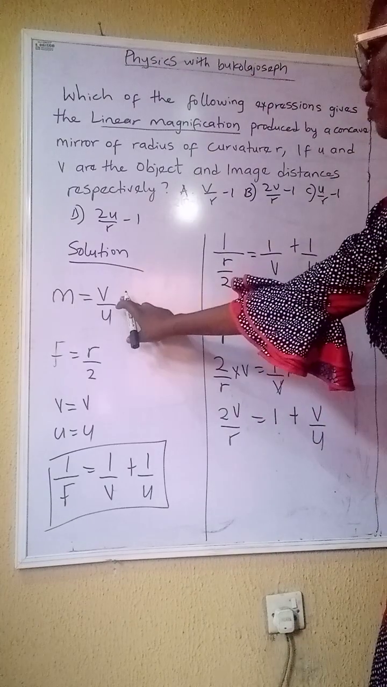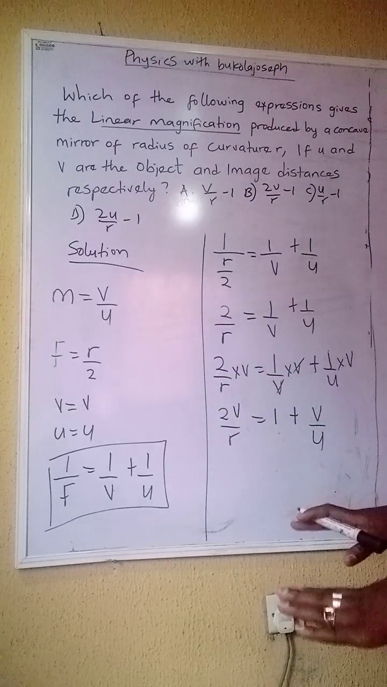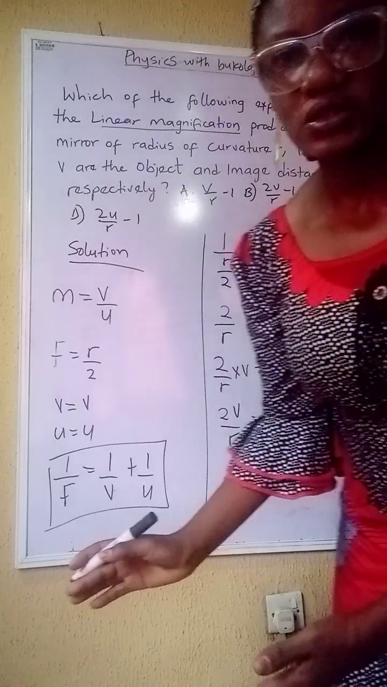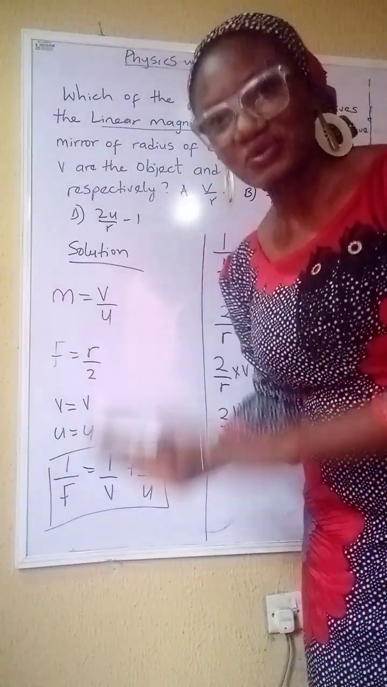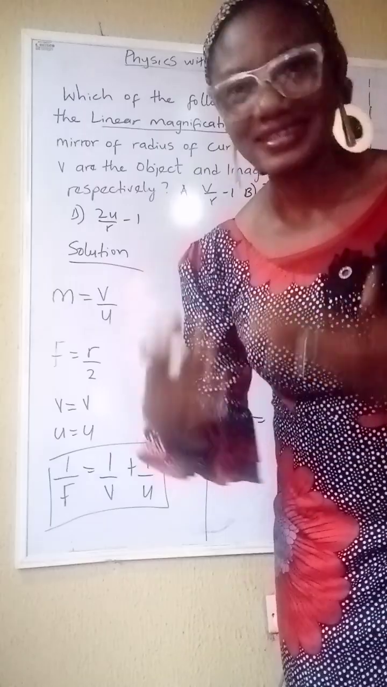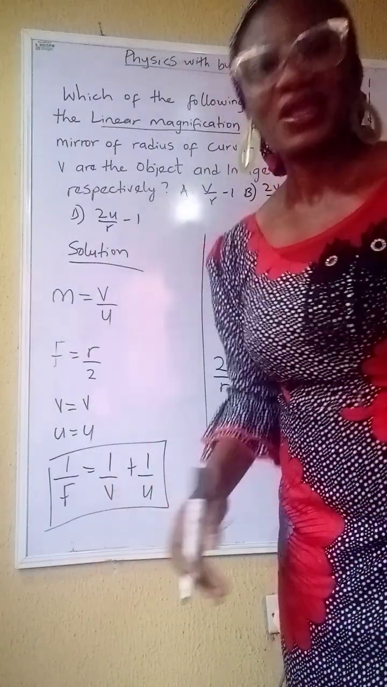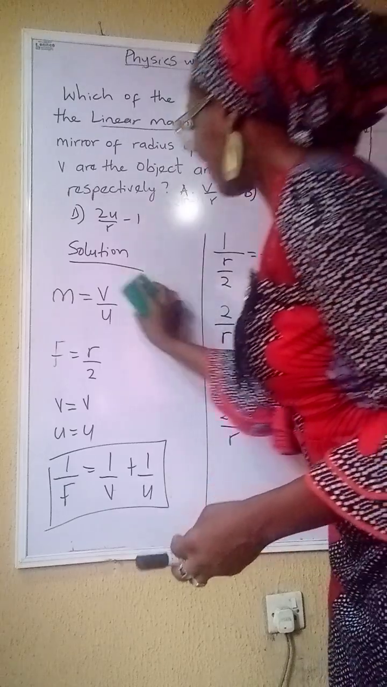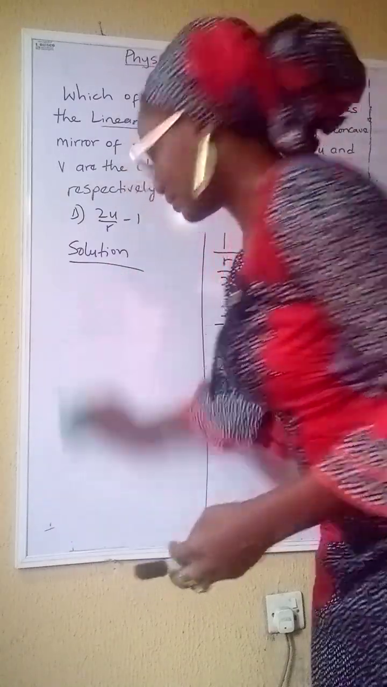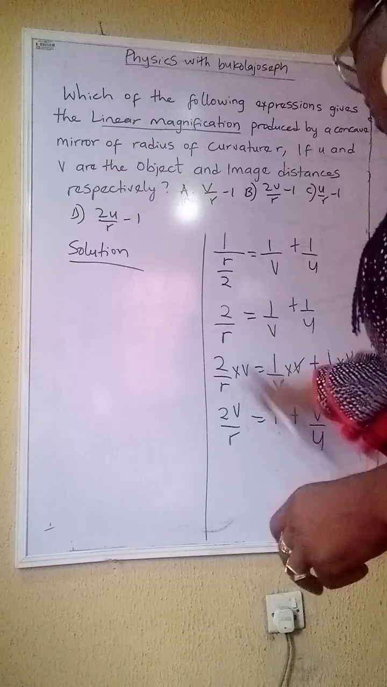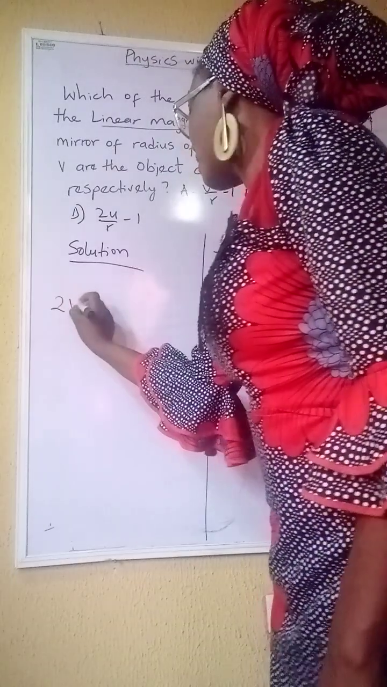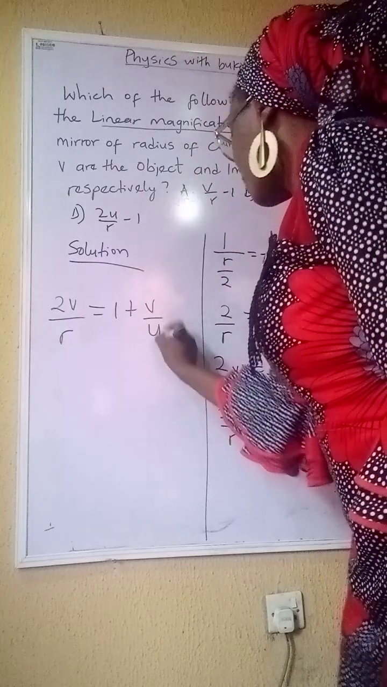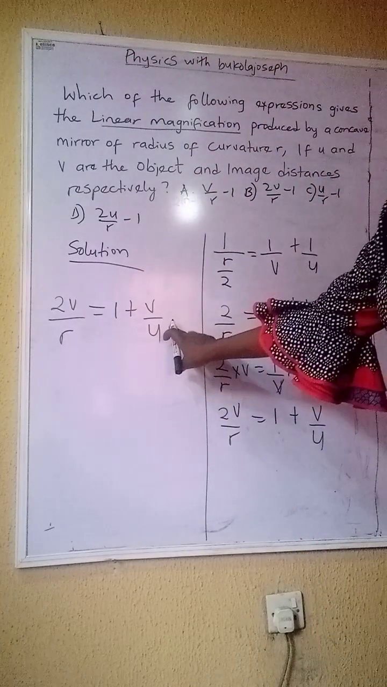Remember, V over U is what we are looking for. Of course, there's no M here, so we cannot make M the subject of the formula. So the only option is to make V over U the subject of the formula, and V over U is the same thing as magnification. So let me wipe this other side so that we can continue. Let me recopy this. So we have 2V all over R is equal to 1 plus V over U.